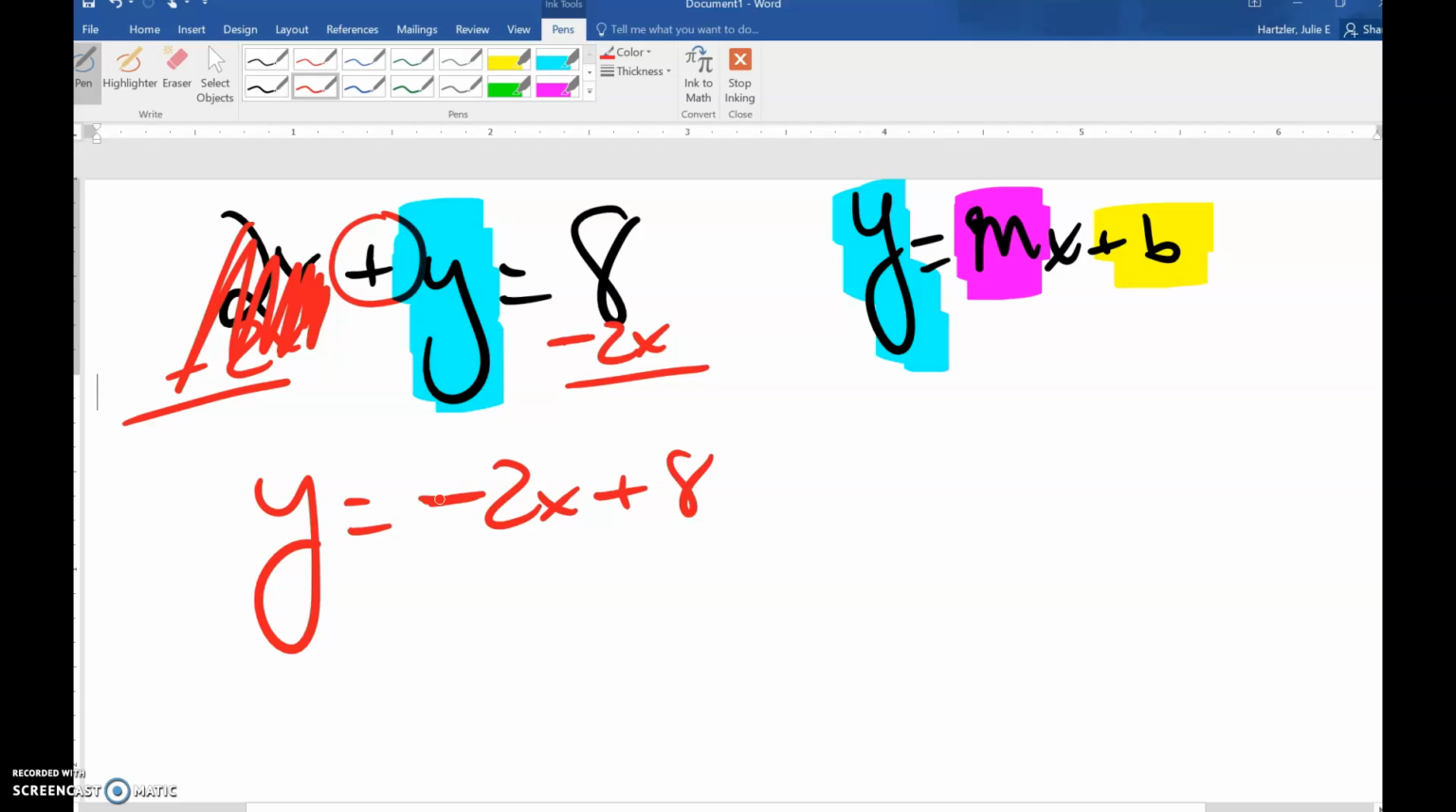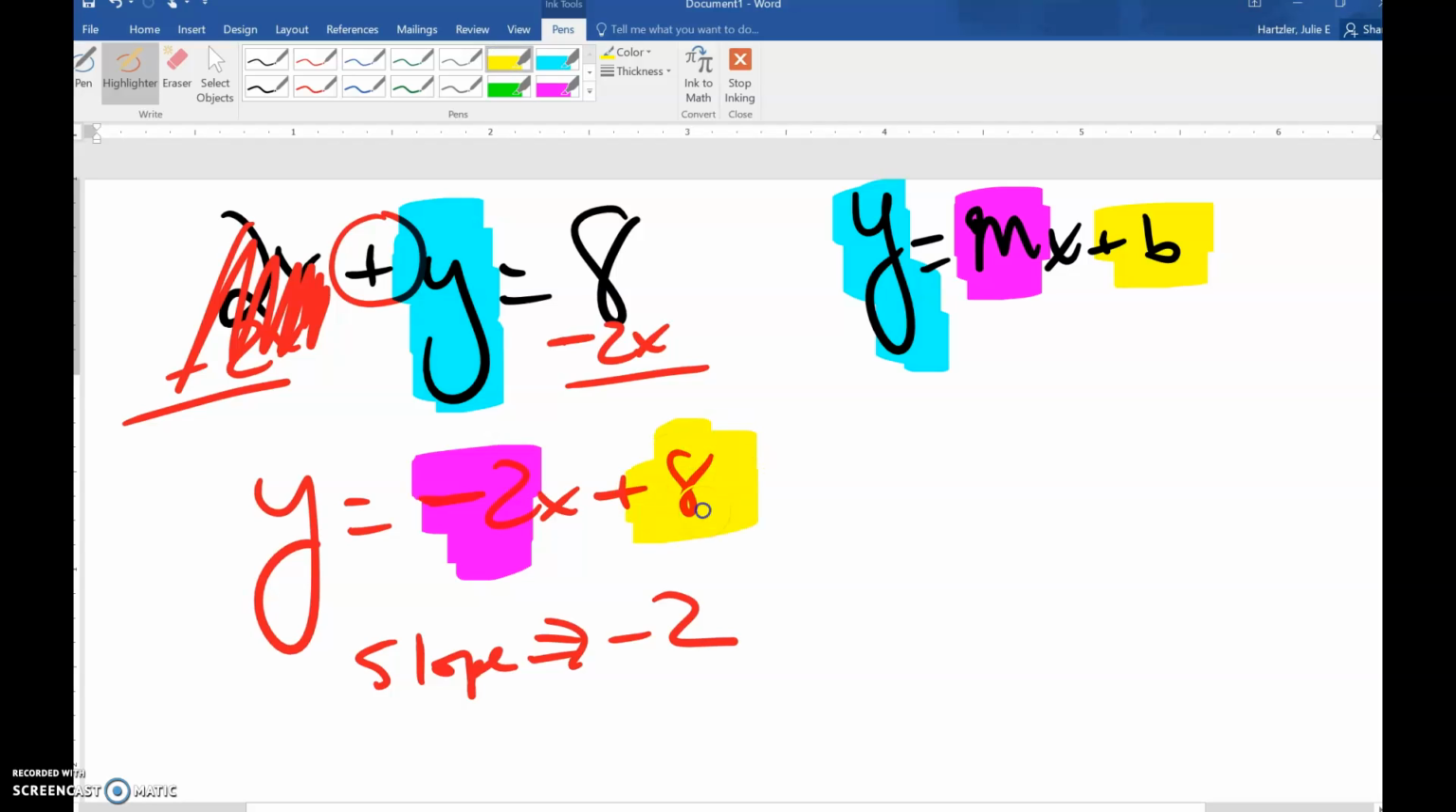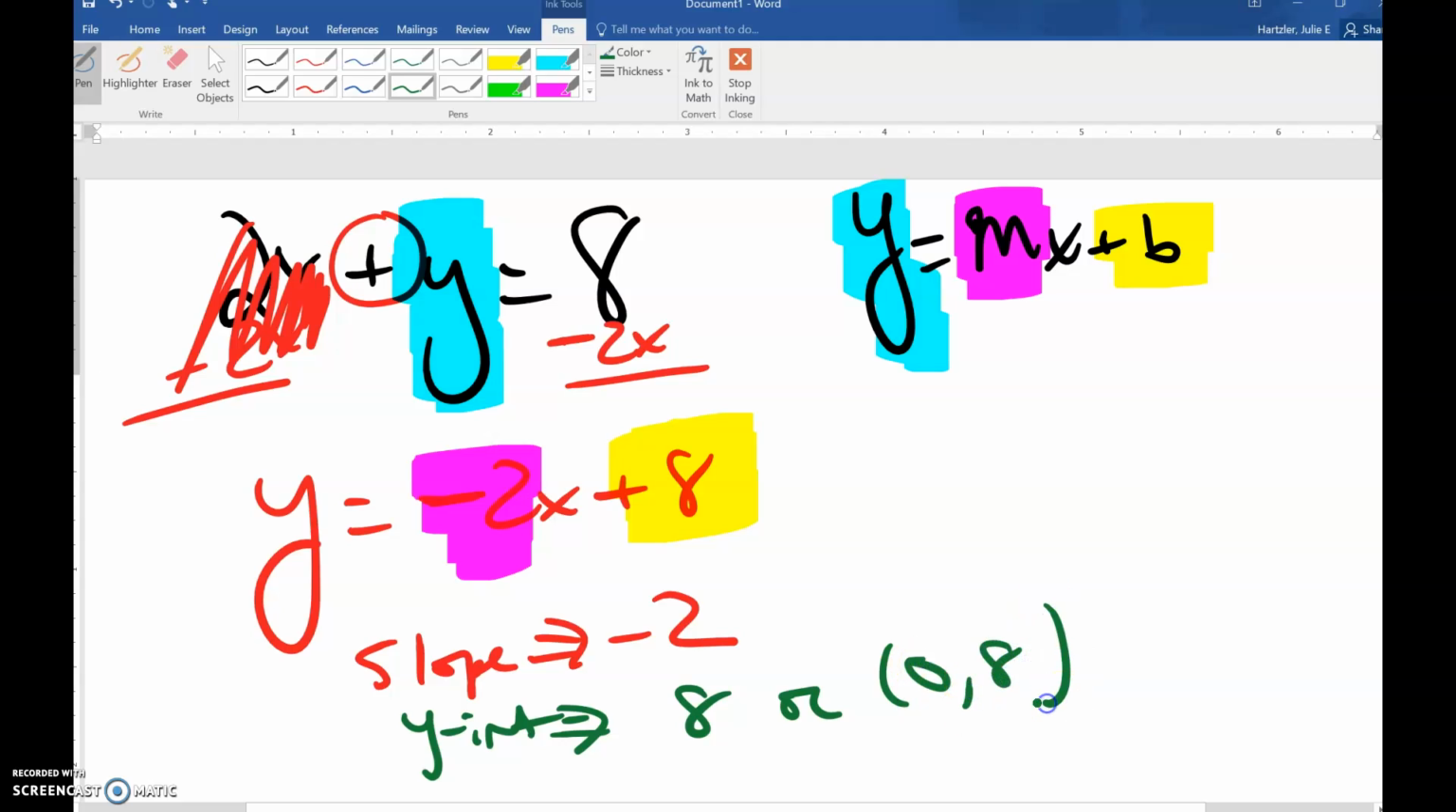All right, so now I can kind of tell what's going on. My slope is always by my x, so my slope is a negative 2. And then the y-intercept is always the standalone amount. So my y-intercept is either 8, or if you write it as an ordered pair, 0, 8 would be your y-intercept. All right, go ahead and do 10a and b, convert into scientific notation.